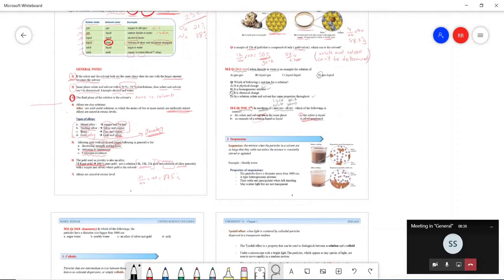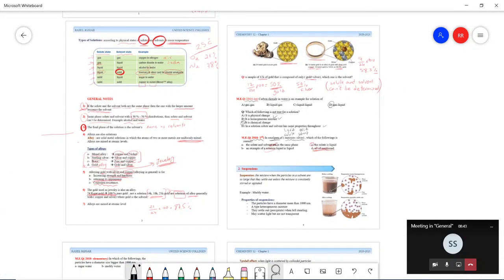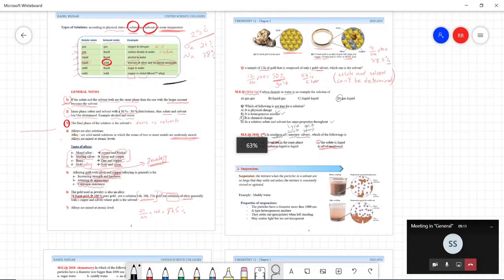Alright, yesterday we talked about solutions. We talked about types of solutions according to their physical states. We said if the physical states of the solutes and the solvents are different at room temperature, we have different types of solutions, for example gas in gas and so on, according to the table that we studied here. And we had some other notes about solutions. We talked about alloys, and that alloys are mixtures of two metals. When two metals are mixed together, they become alloys and they are solutions.